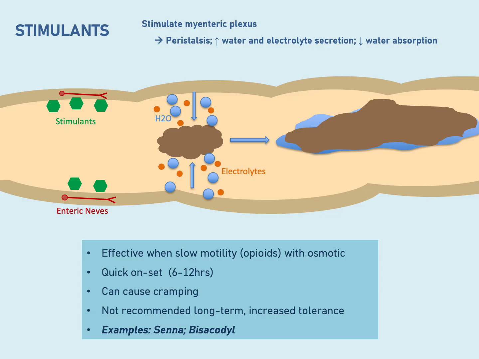However, this means it can cause cramping. Stimulants aren't recommended to be used long term because patients can develop a tolerance, meaning they will need to use higher and higher doses the longer they use them. Examples of stimulants include senna and bisacodyl. So this is a great laxative to be used in a short-term or acute setting.